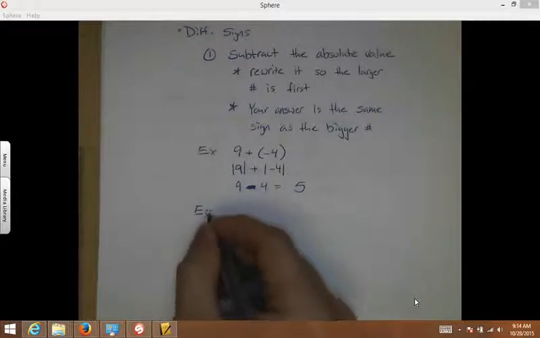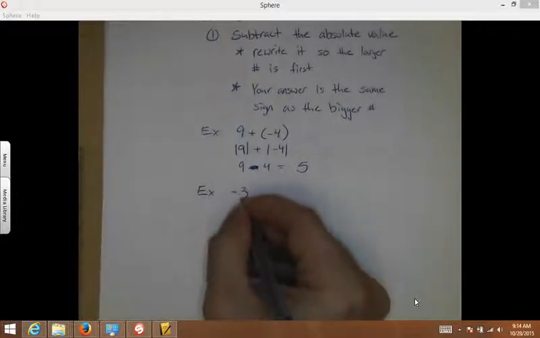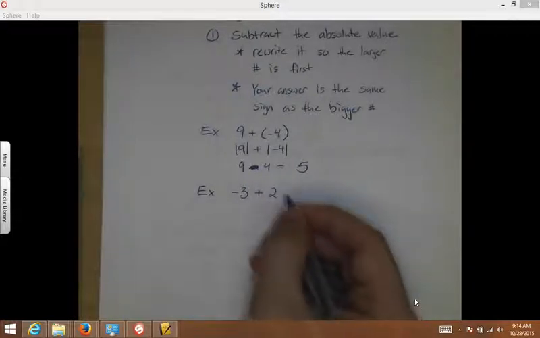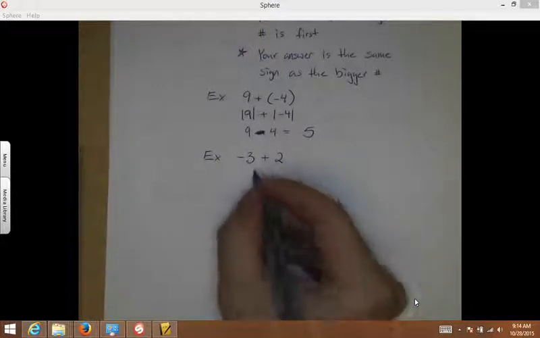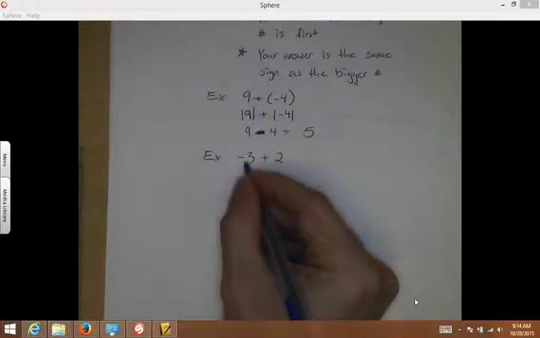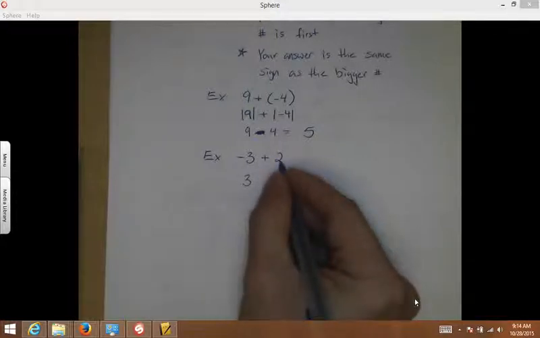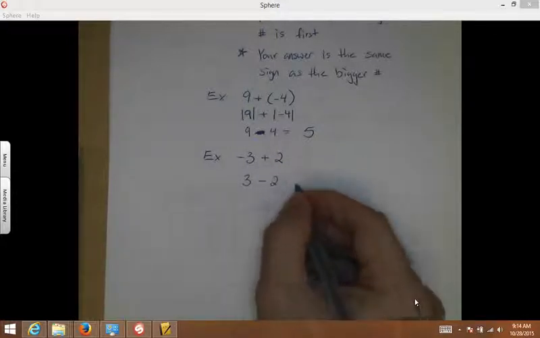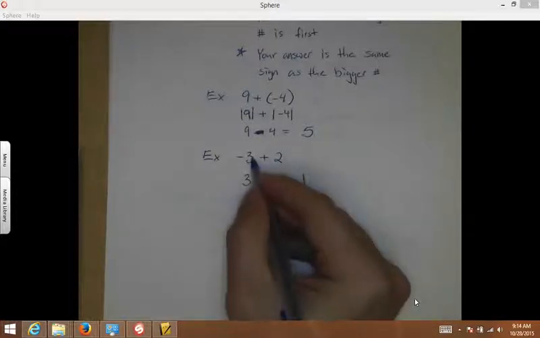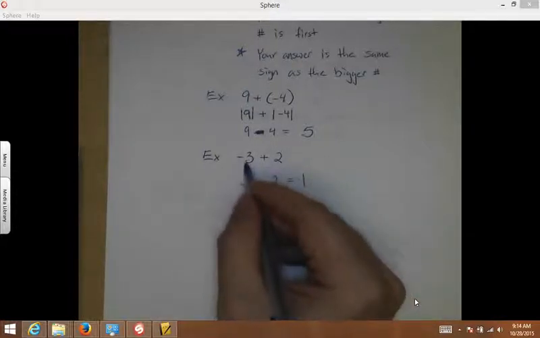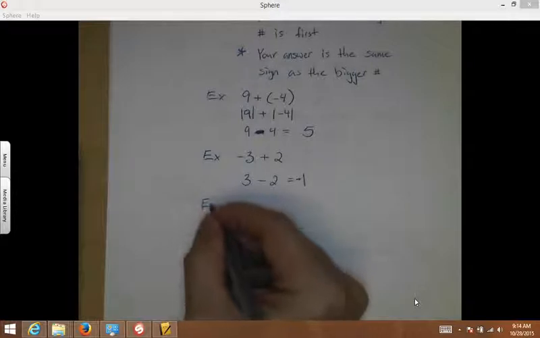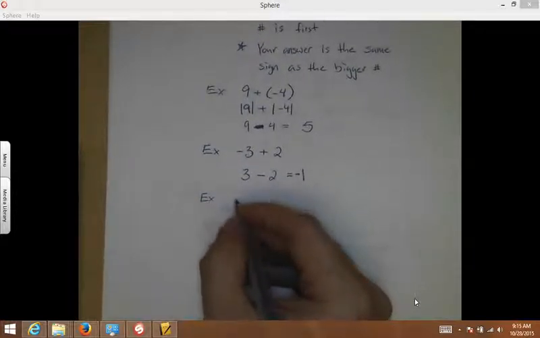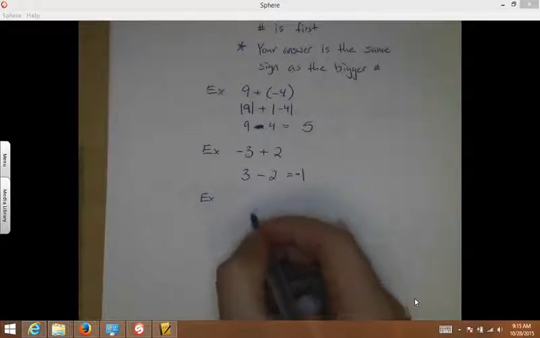Next example. Let's say we had -3 plus 2. With this one, the absolute value of negative 3 is, class, the absolute value of negative 3 is, good. Absolute value of 2 is, 3 minus 2 is 1. And the bigger of the two numbers, what's the sign of the bigger number? Negative. Negative, so the answer is negative. Let's do another one.